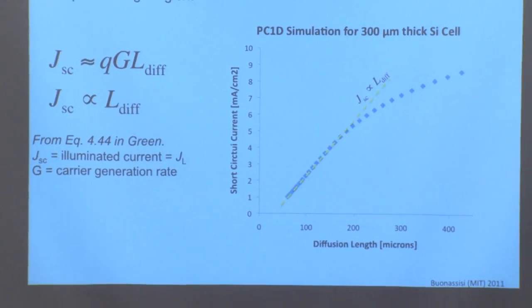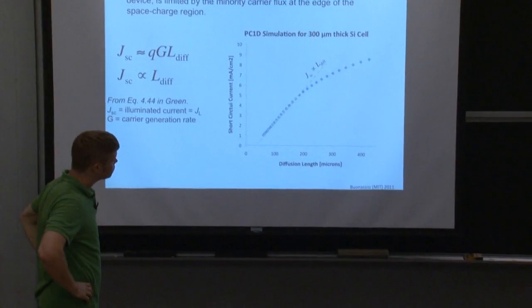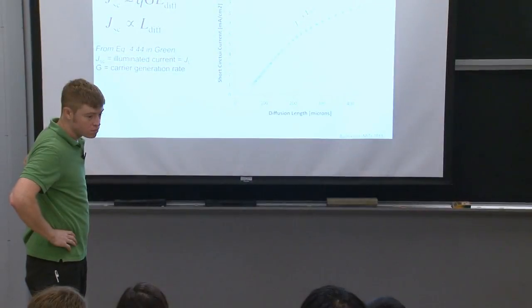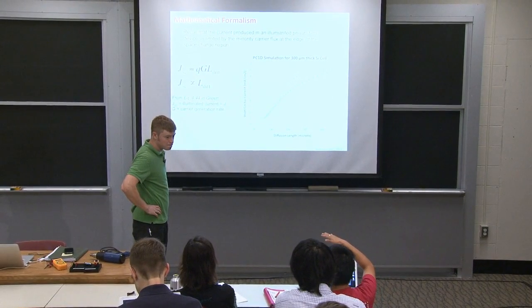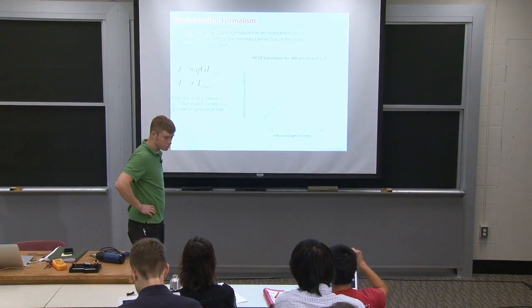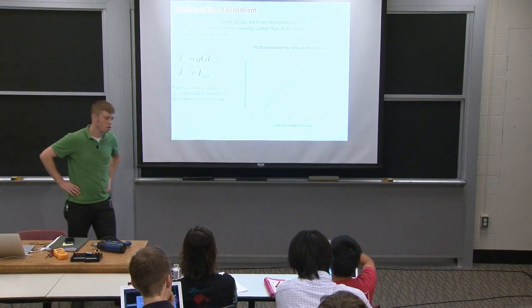Yeah? Can you clarify why the minority carrier flux at the edge of the space charge region matters? Because I'm thinking about, like, there's the back contact and the front contact, and there's like the junction right near the front contact, but I'm having trouble connecting.